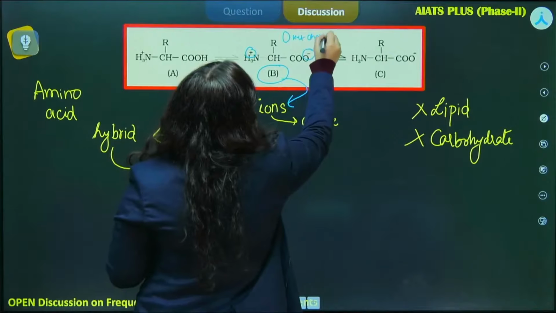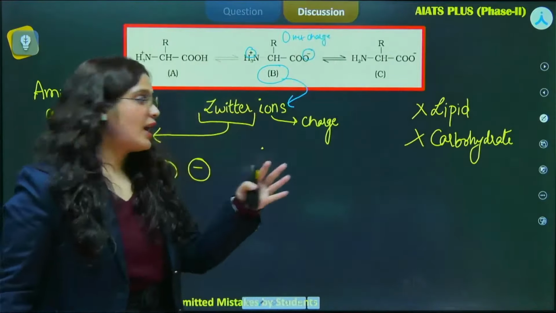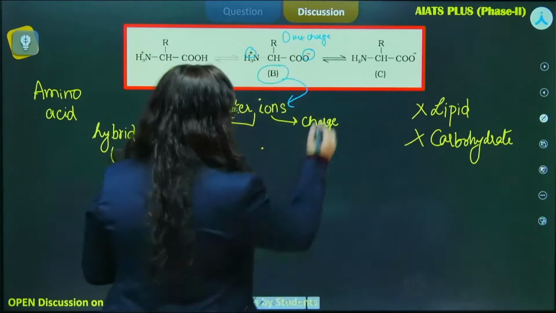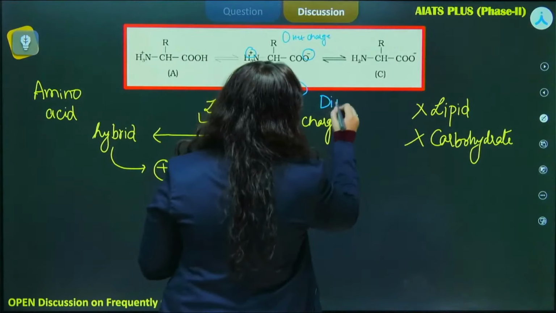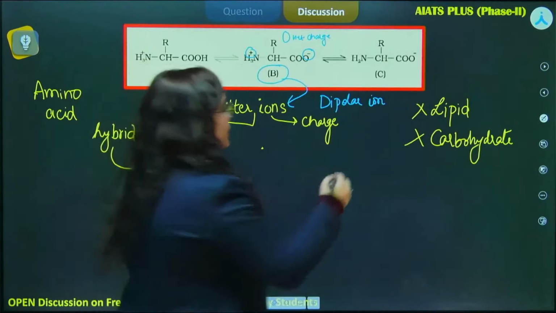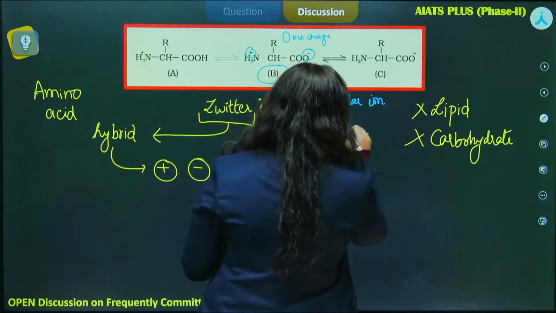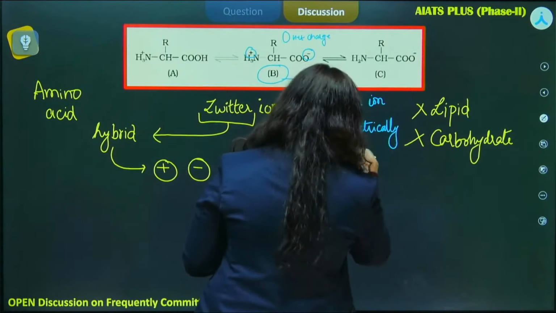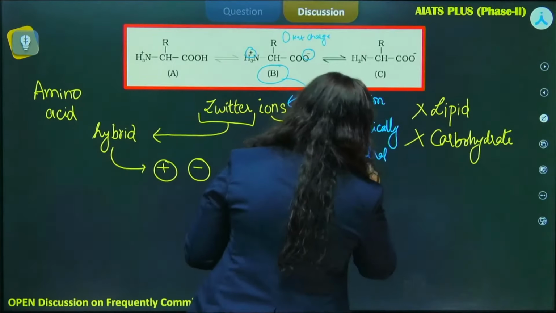So often you will find a question in the exam where it is asking that Zwitter ions are given other names like dipolar ion, and also they are said to be electrically neutral moiety.